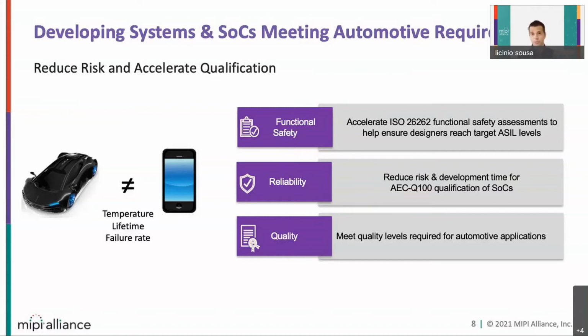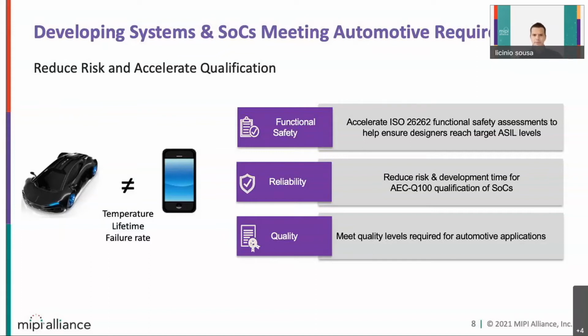The functional safety, which we touched a little bit on coming from the MIPI spec. You also need to address the reliability requirements, make sure that the systems are qualified for automotive and can handle the operating conditions. And then obviously everything needs to be done with a very rigorous quality management system. And here I want to go through this. I want to touch on these items briefly.